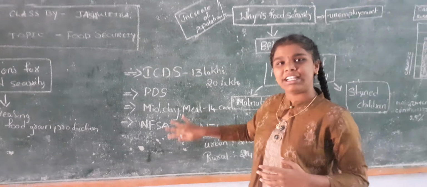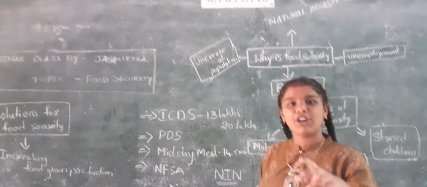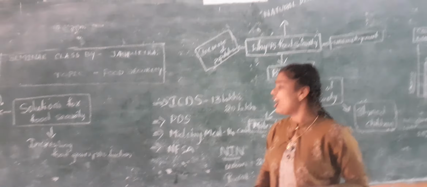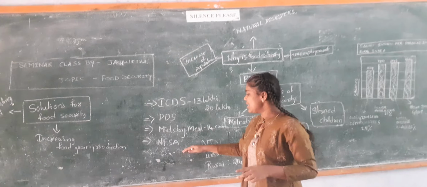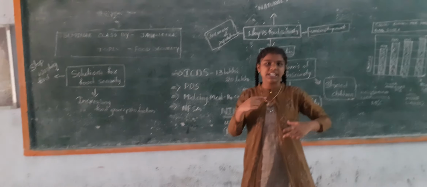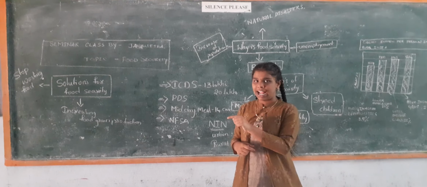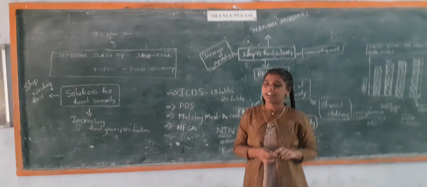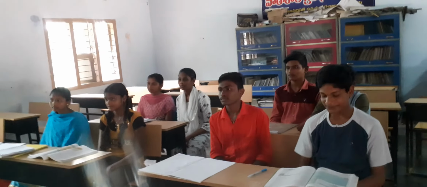And not only that, the midday meal scheme. In India, over 14 crore people are eating in the midday meal scheme. This is the largest scheme in the world. Not only these three schemes, there is one more. Our government came up with a new law called the NFS Act, which stands for National Food Security Act. When was the National Food Security Act introduced? 2013. Yes, the National Food Security Act was introduced in 2013.